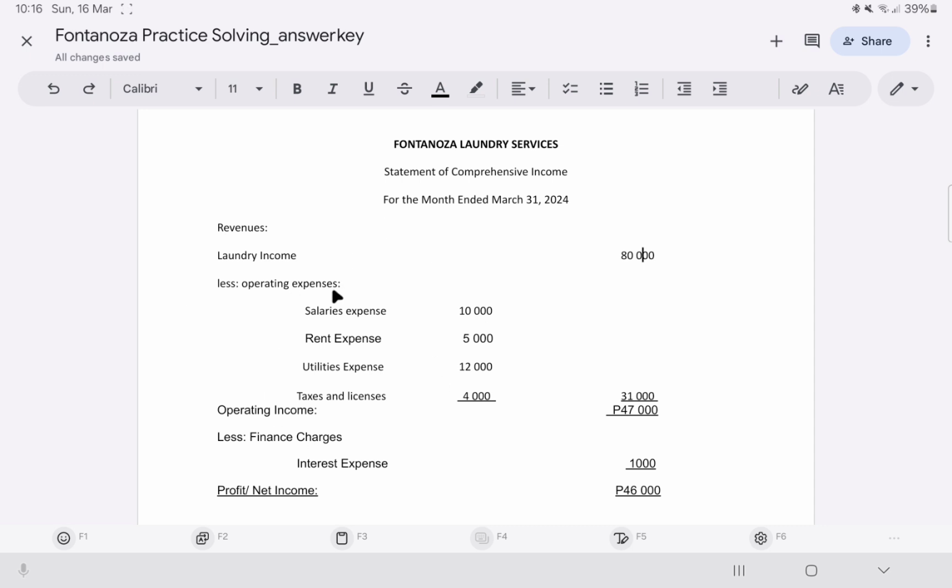Then less operating expenses. So in our business, if there will be an income, of course you have to sell something in order for you to generate income. And if dealing with business, of course there will be expenses, so our goal is to generate more profit to overcome the expenses. So if there are expenses of the business that we are handling, we need to less those operating expenses, we should deduct our expenses from our income. So what are the operating expenses of Fontanoza Laundry Services? We have salaries expense 10,000, rent expense 5,000, utilities expense 12,000, and taxes and licenses 4,000.